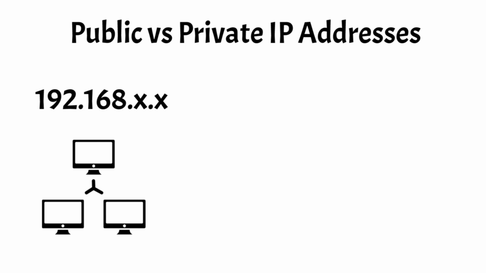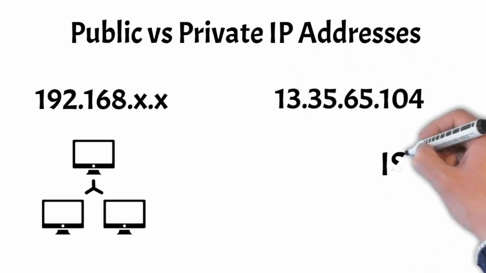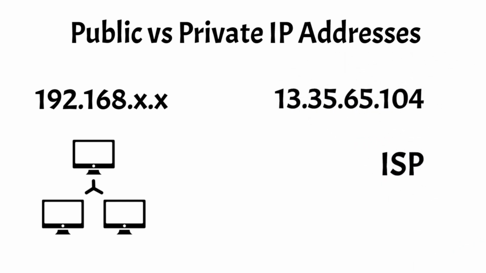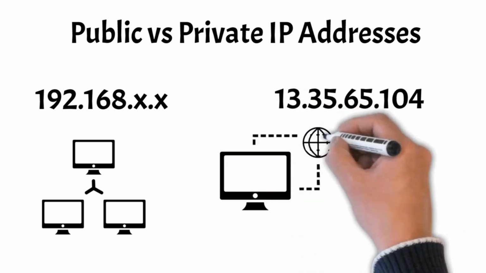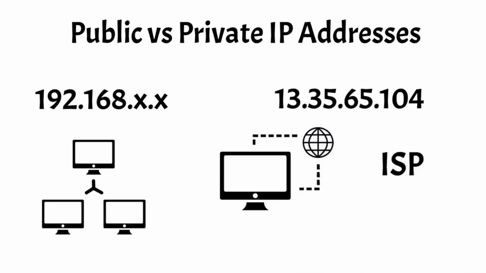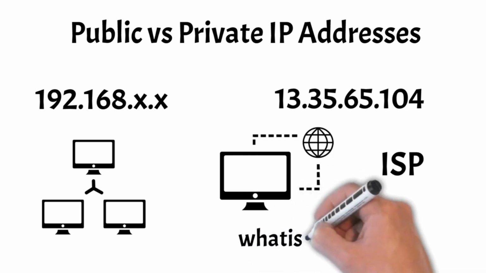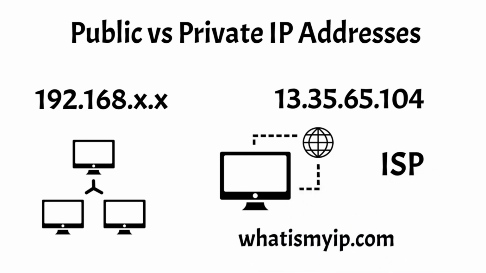In contrast, your public IP address is assigned by the Internet Service Provider, ISP, and is unique across the entire Internet, allowing devices to communicate with external networks and other devices globally. These addresses are routable on the Internet and are necessary for accessing public websites and services. You can check your public IP address by visiting whatismyip.com.